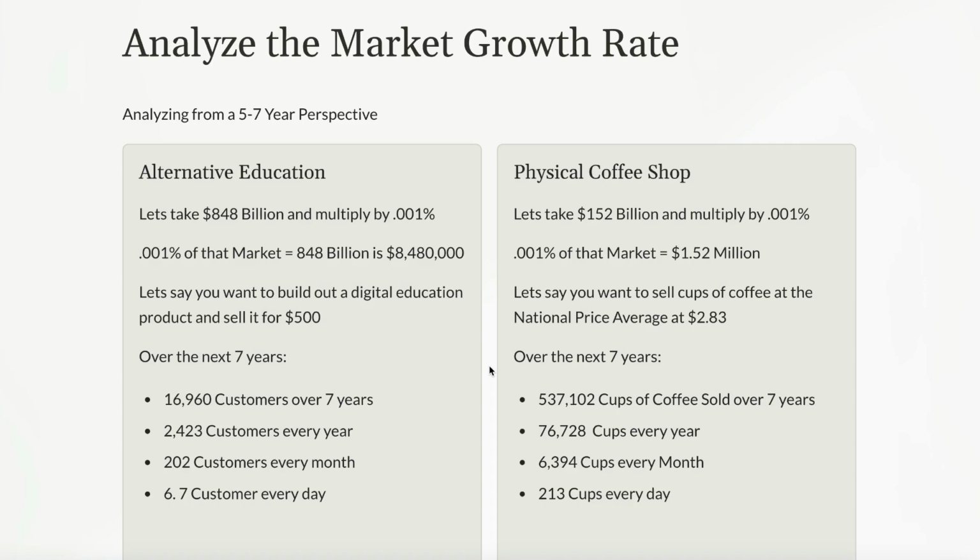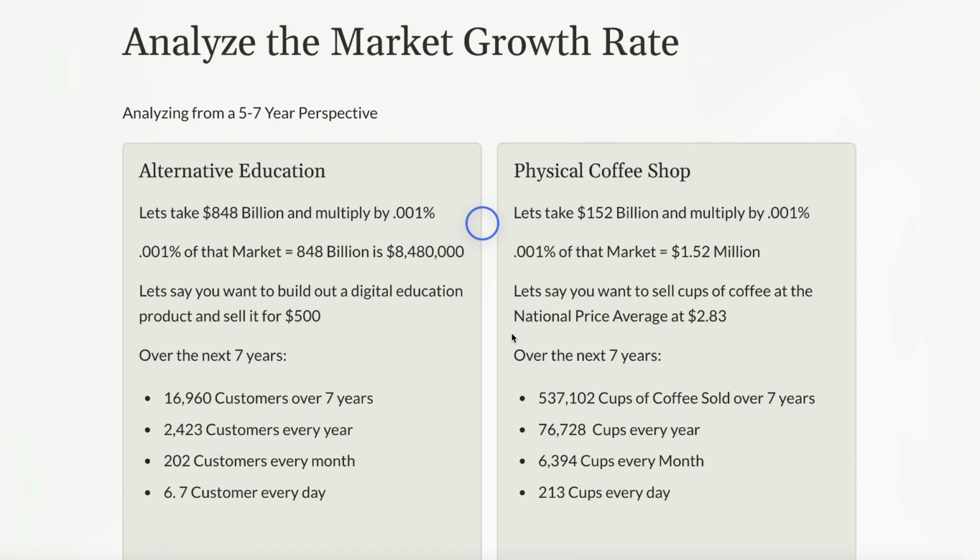So let's go one by one. And again, do this for each one of your business opportunities as well. And you can see just how little you need to capture in order to make this really, really powerful. So let's start with alternative education. We're looking at an $848 billion industry by 2030 over that 5 to 7 year range.